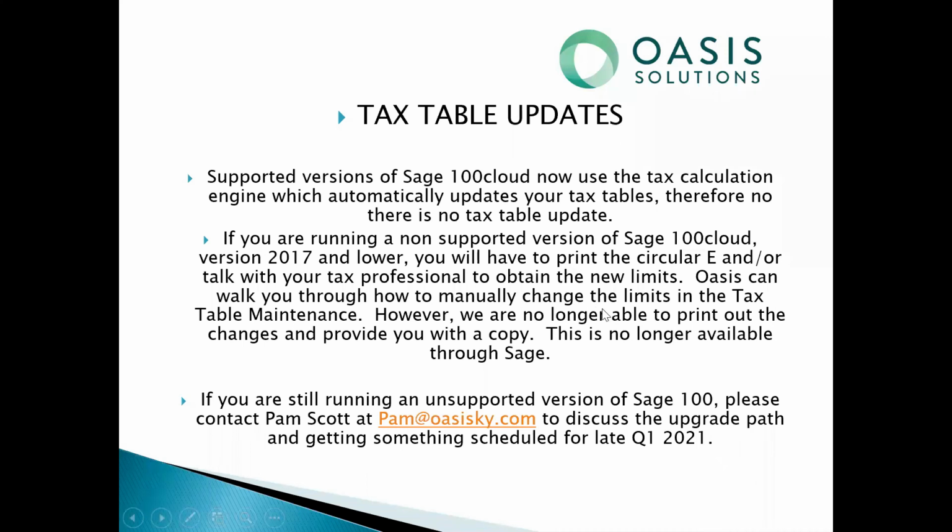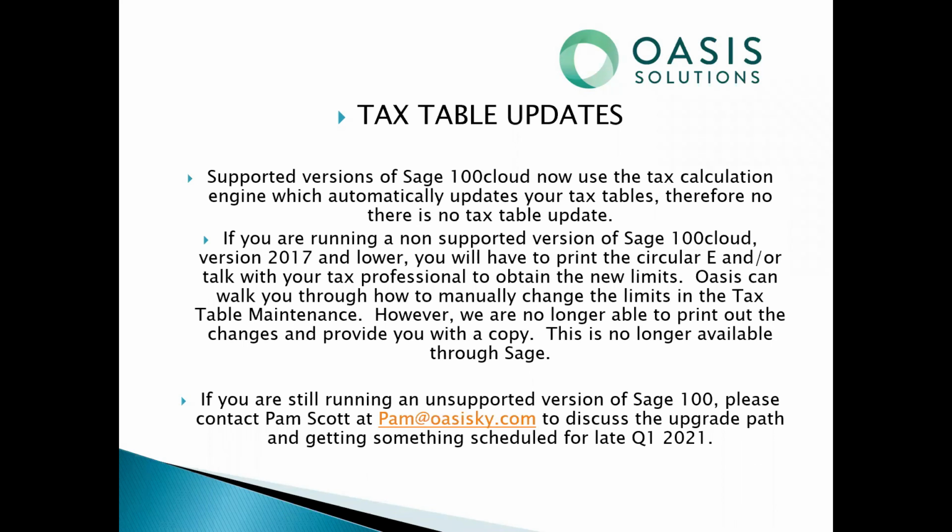If you're running a non-supported version of Sage, 2017 or lower, you still have the ability to manually update the tax tables. It may be something that you've been used to doing previously where you just update them yourself. In the past, we have always been able to print out the setups out of Sage for you and provide them so that you knew what the new federal limits were, the new states that you needed, the states that you report, that you would have all that information, and then we could walk you through and show you how to change that.